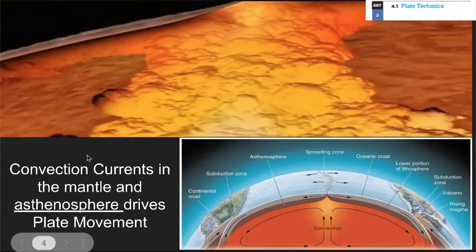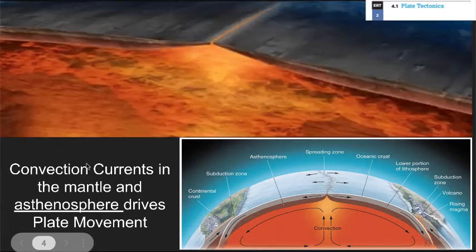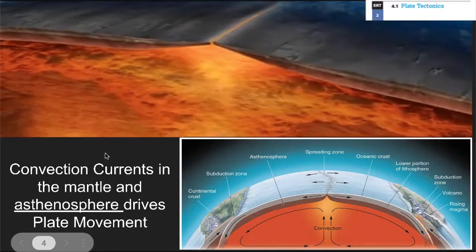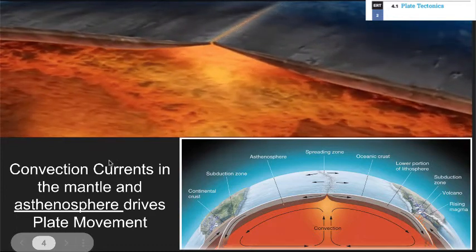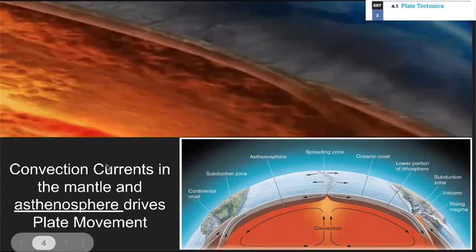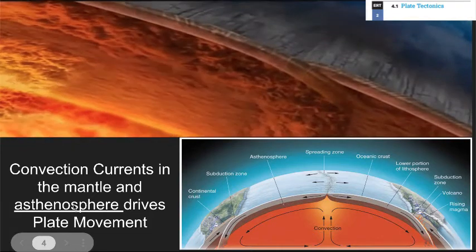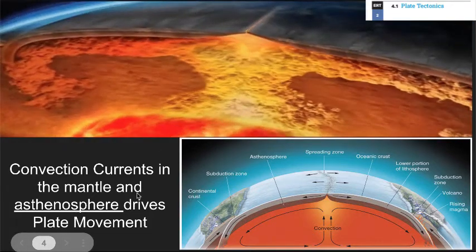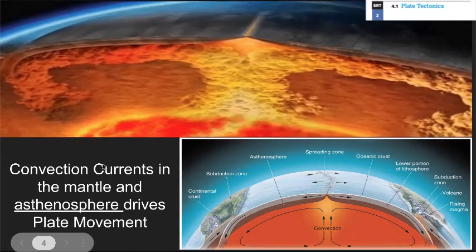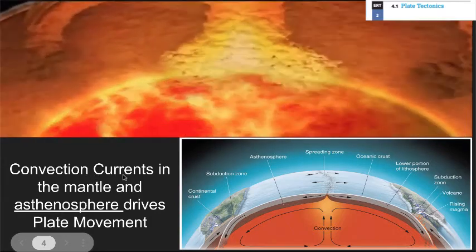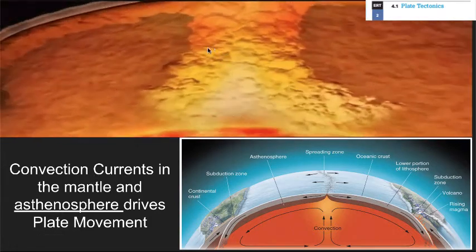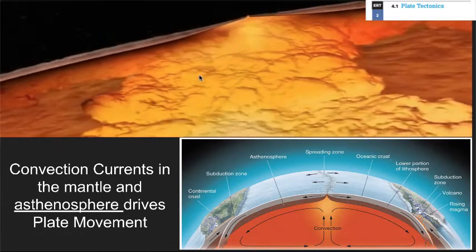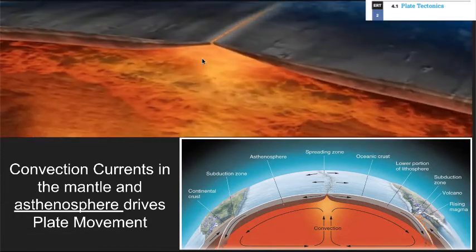So what causes plate movement? Why aren't they just static? Why don't they just sit there? Convection currents in the mantle and the asthenosphere, which is just below that, really push those plates forward. So we have this convection action of this rising heat and the forces that get pushed up against the bottom of the plate.